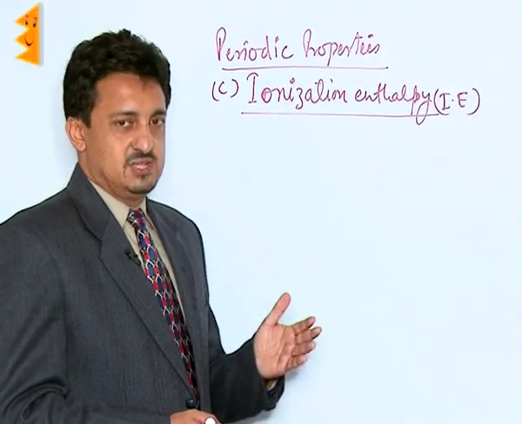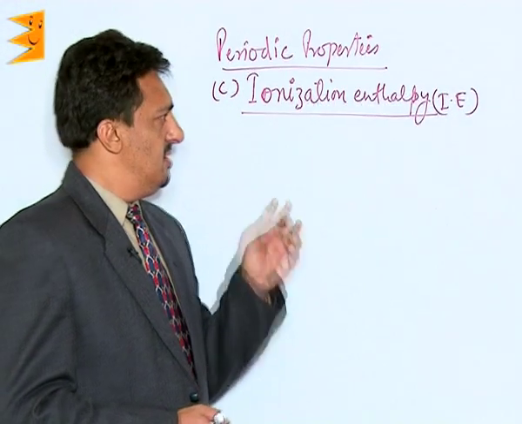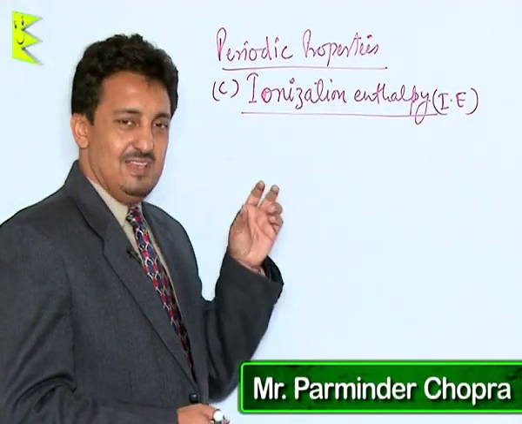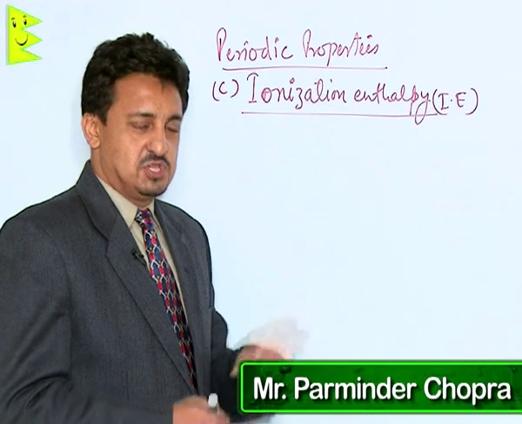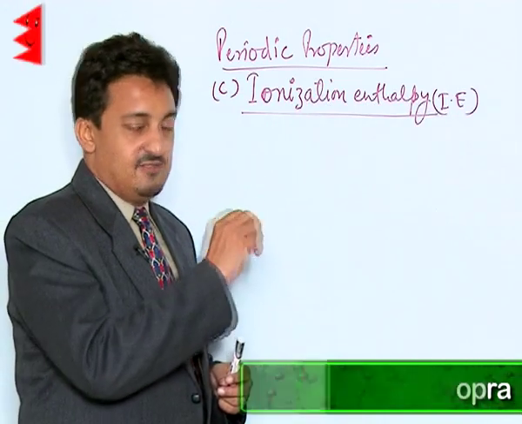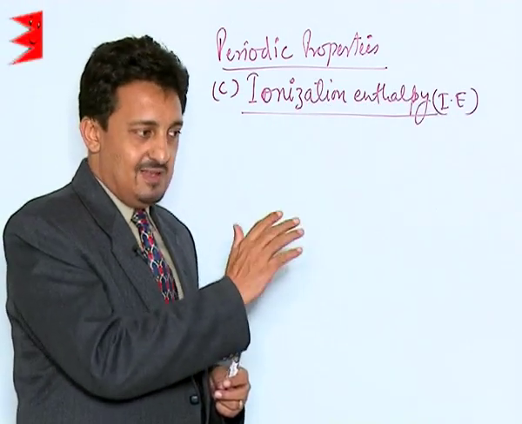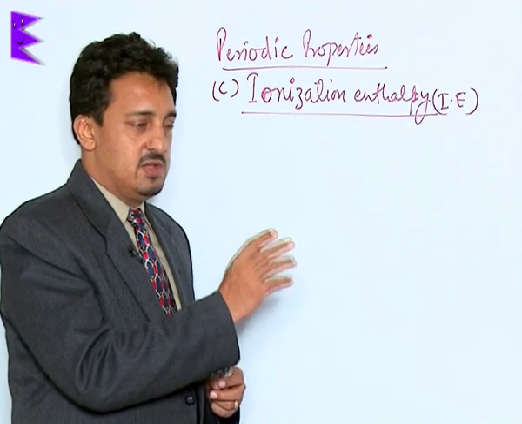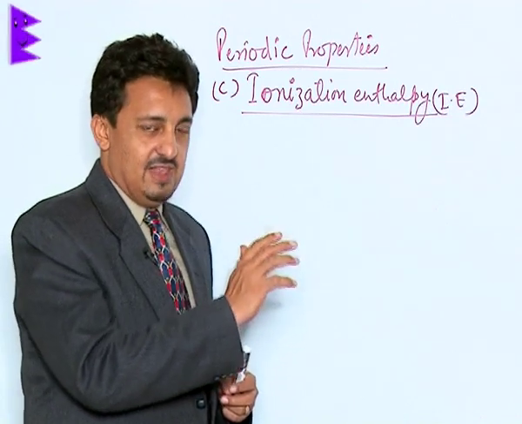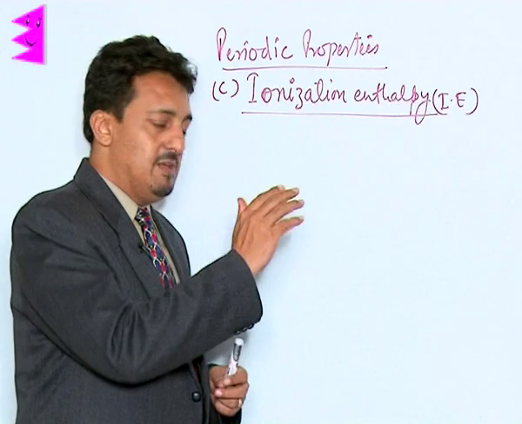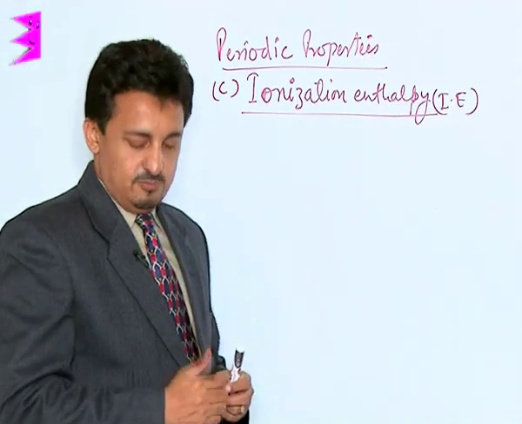Two more factors on which the ionization enthalpy basically depends, and because of which the trends in the periodic table get a little changed, and we get the changed behavior of the ionization enthalpies along the period as well as along a group.